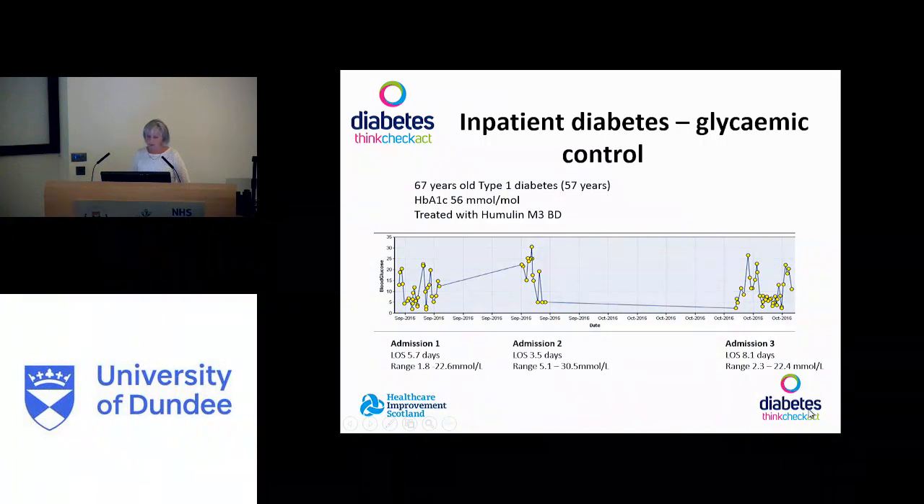And quite often we'll hear people with diabetes saying, I don't want to come into hospital, I don't want to hand over my blood sugar control to somebody else, I don't want my insulin taken away from me because I know my diabetes best.